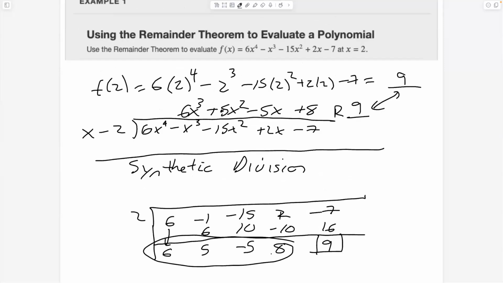So we're learning two things here. Synthetic division is a shortcut for doing long division. Secondly, whatever remainder you get when you divide a polynomial by x minus k is the same thing you would get for plugging k into the function itself.